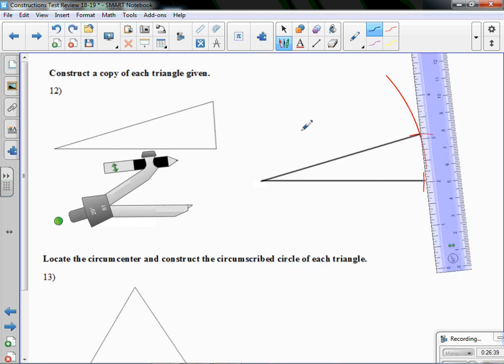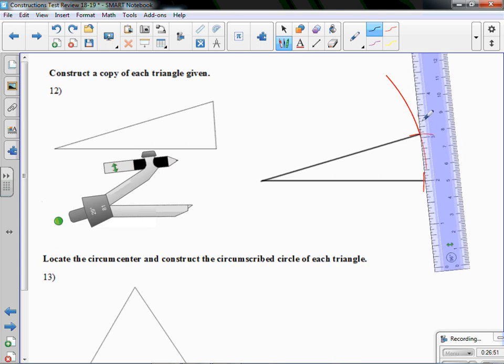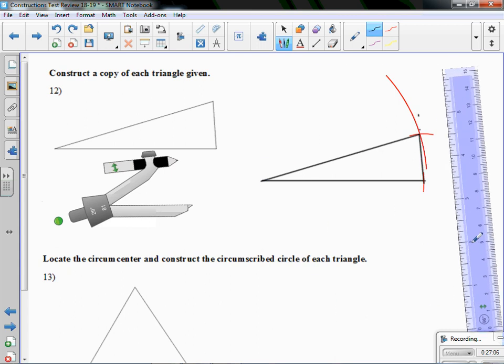Didn't quite line that up right. Let's try that again. This should be better from the vertex or the intersection to the endpoint there. So there's my copy of that triangle.